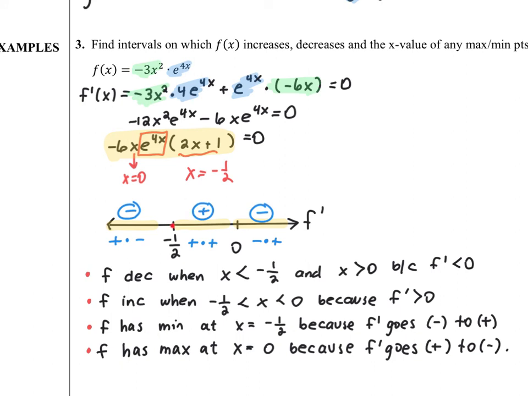F has a min at the negative 1/2 because f prime goes negative to positive. And f has a max at 0 because f prime goes positive to negative. Again, make sure when you do these justifications that you reference that derivative in every single one of these justifications.